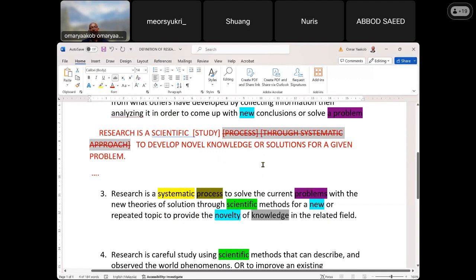You mean like that? This is from the Merriam-Webster: develop novel knowledge or solution for a given problem. Is that okay? Yes, for me it's okay. What others? Anybody has strong views or strong opinion that we still need process and through systematic approach?